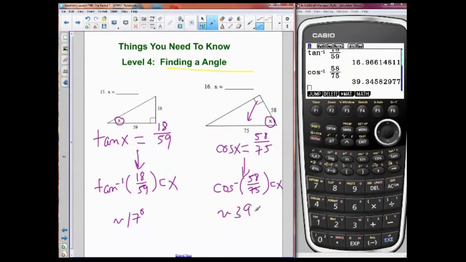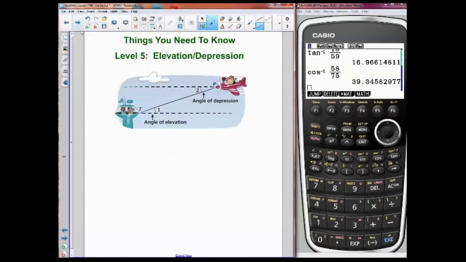Okay. Now we're ready for the last stage, and that means elevation and depression. We talked a lot about this in class, and the hugest thing is to understand that both of these will have horizontal lines involved. It's line of sight. This guy's looking straight ahead. He's either going to look up or he's going to look down. If he looks down, that's angle of depression. This guy right here is looking straight ahead. If he looks up, that's angle of elevation.